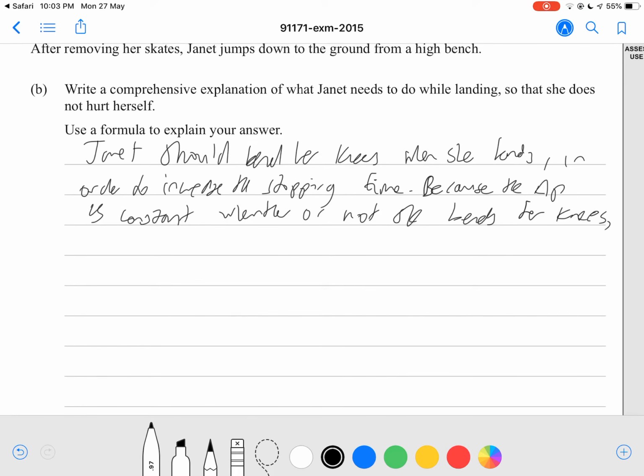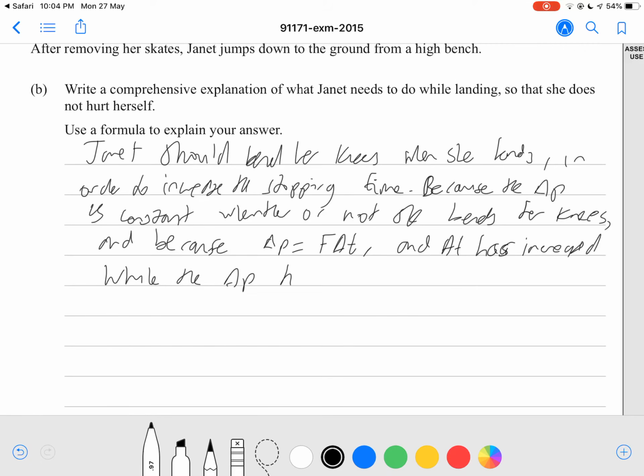Okay. It remains the same. Okay. So change in P is constant whether or not she bends her knees, and because change in P equals force multiplied by change in time, and change in time has increased while the change in momentum has remained the same.